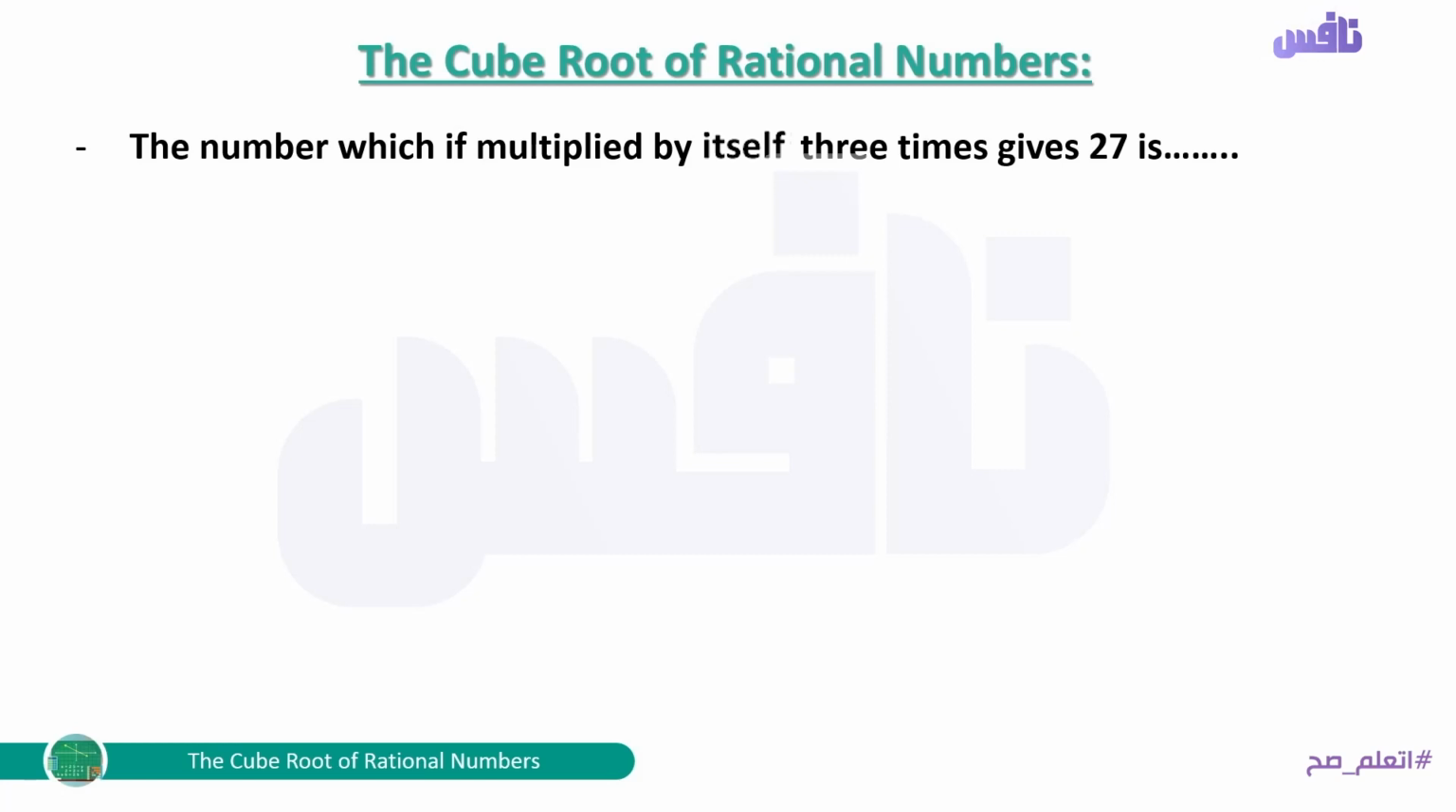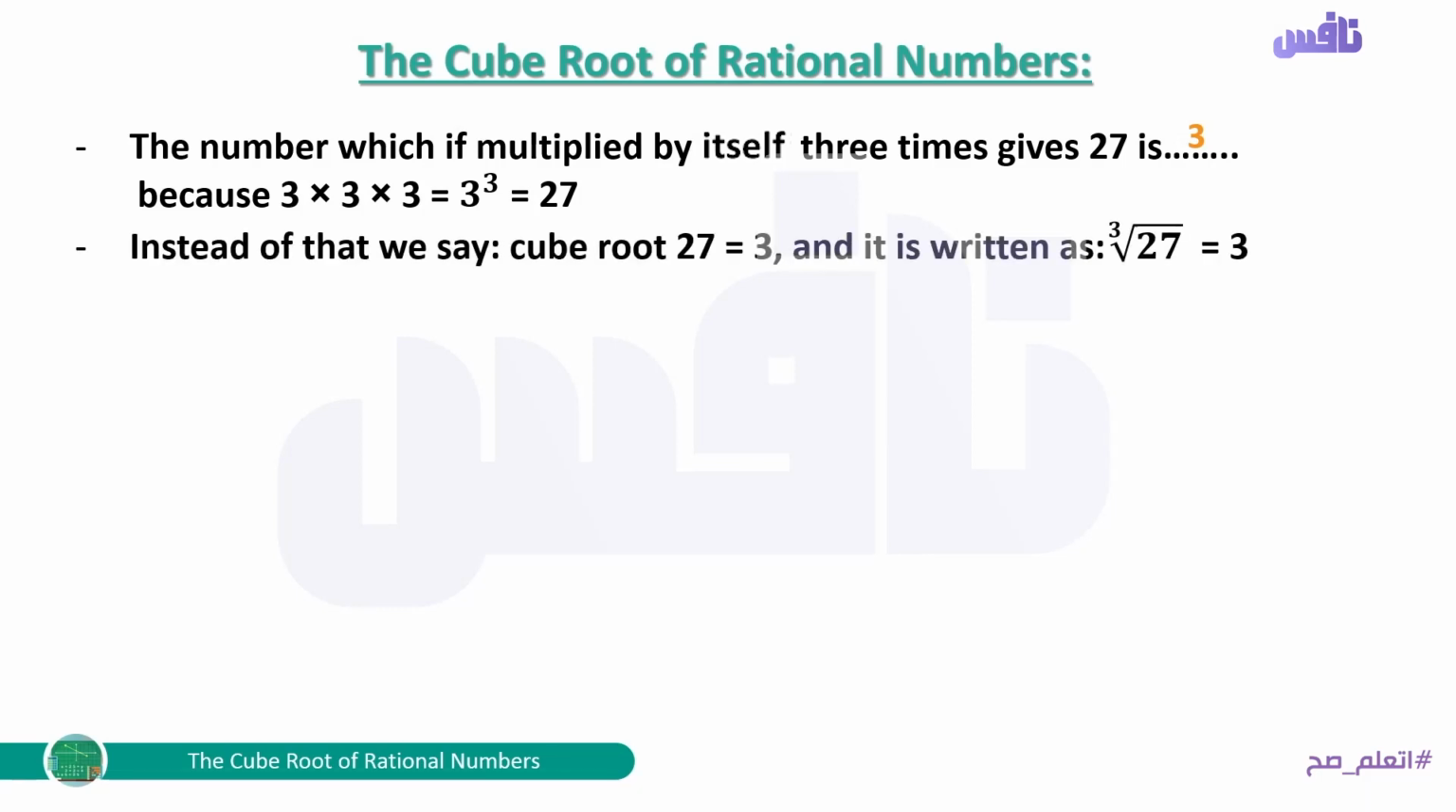If I asked you, the number which if multiplied by itself 3 times gives 27 is what? Think about this number. 1 times 1 times 1 equals 1. 2 times 2 times 2 equals 8. 3 times 3 times 3 equals 27. So this is the number which if multiplied by itself 3 times gives 27, which is 3. Okay, because 3 times 3 times 3 equals 3 power 3 equals 27. Instead of that, we say cube root 27 equals 3.